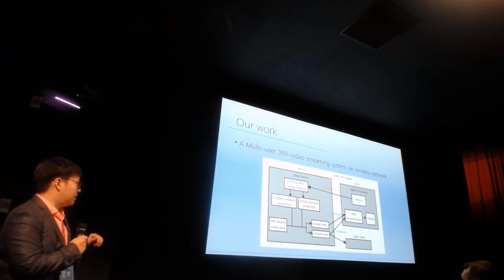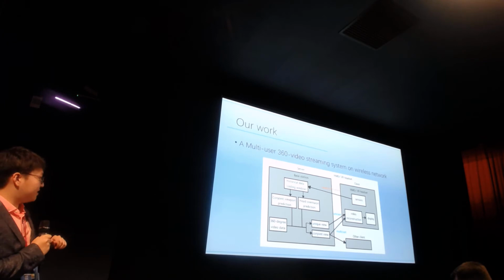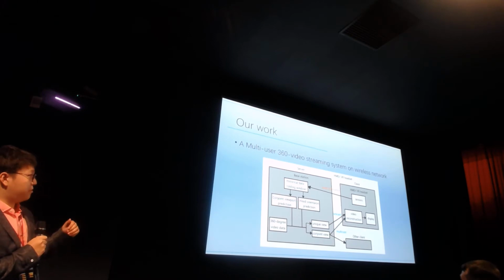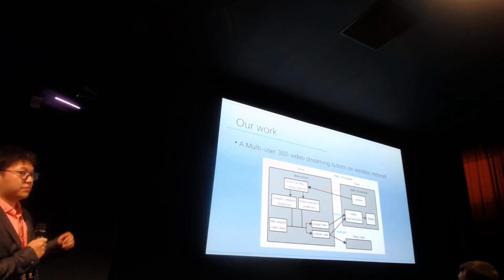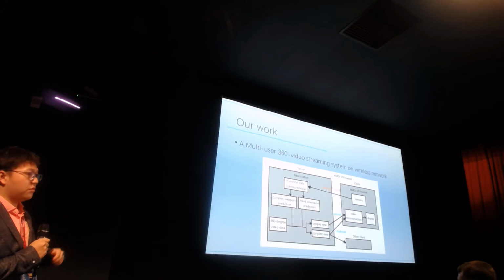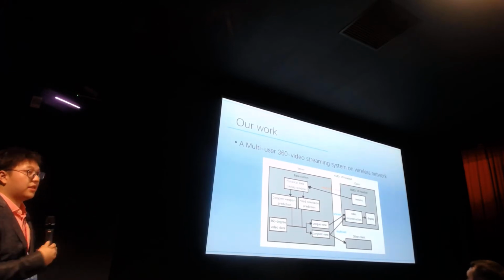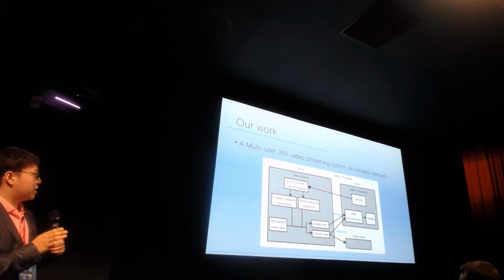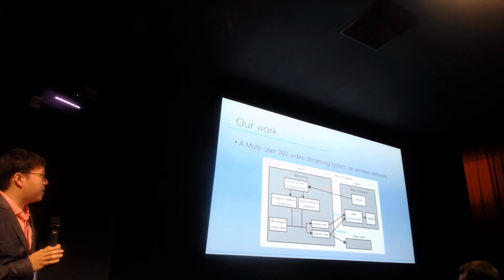And the 360-degree video data will be divided into the unique view and the conjoint view. The unique view will be unicasted to the corresponding clients, and the conjoint view will be multicasted to all the related clients. The conjoint view can be transmitted only once, so that we can save bandwidth.